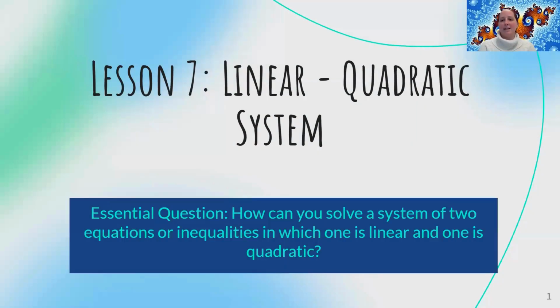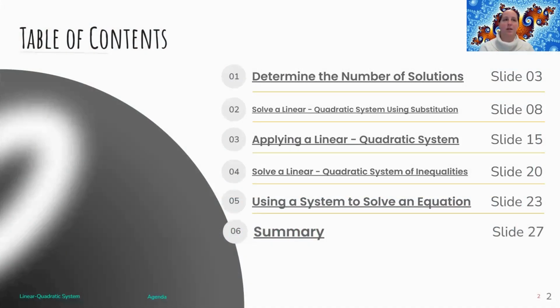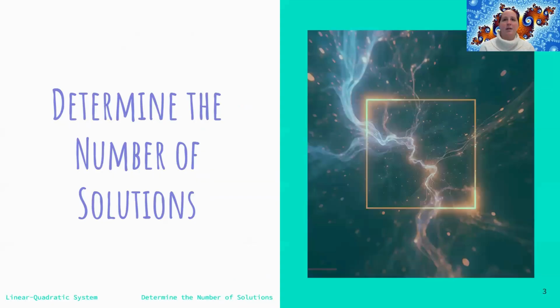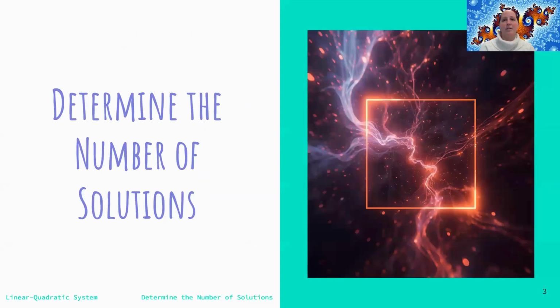Right, so this is lesson 7, linear and quadratic systems. Our essential question is, how can you solve a system of two equations or inequalities in which one is linear and one is quadratic? Okay, here's our table of contents. Determine the number of solutions.